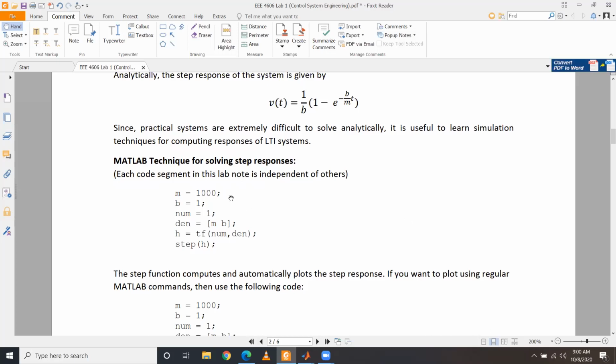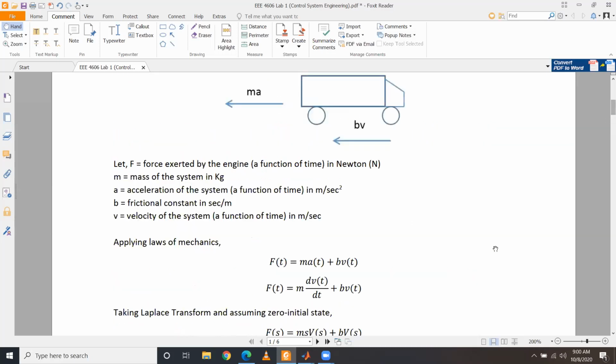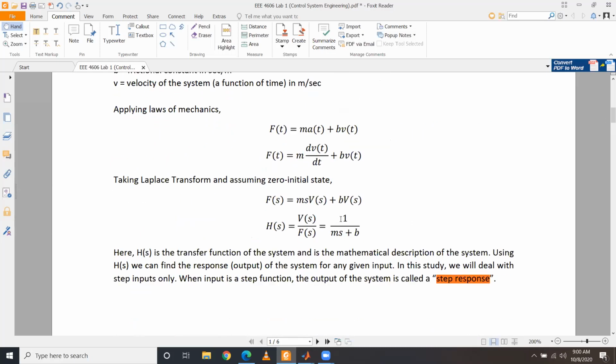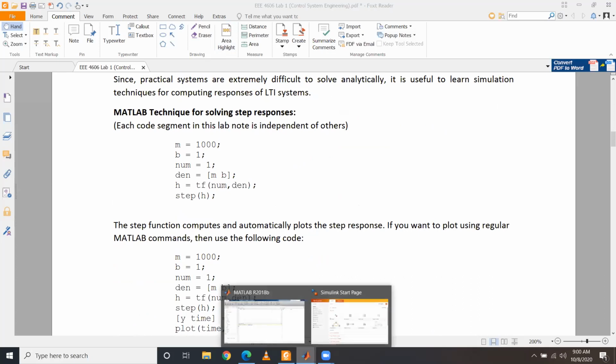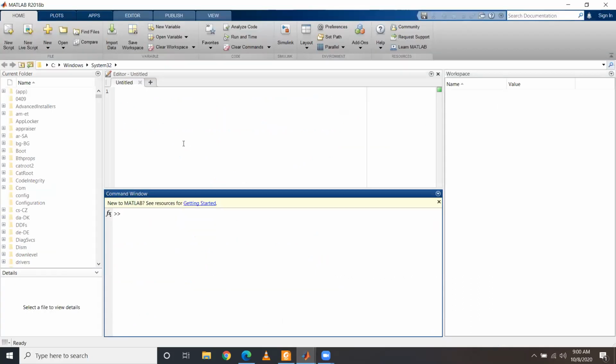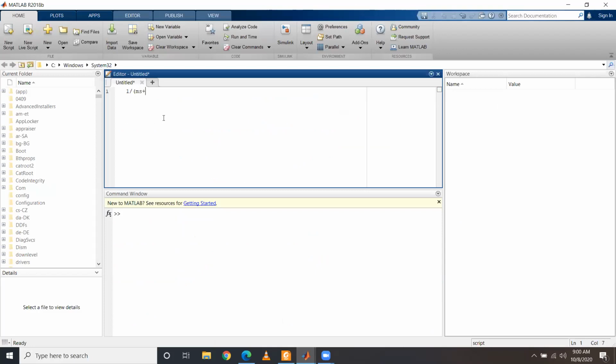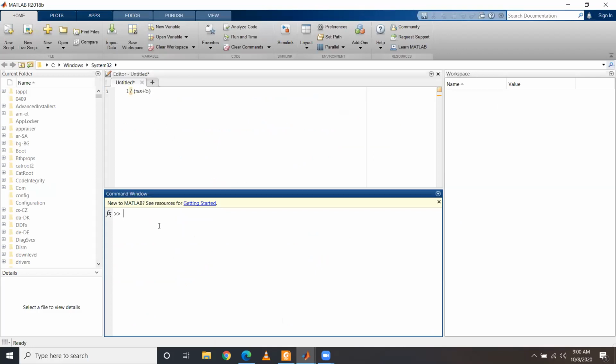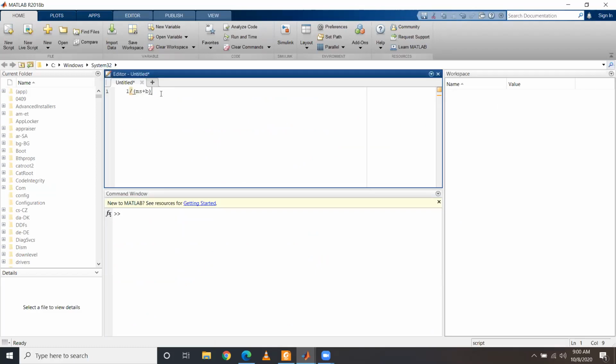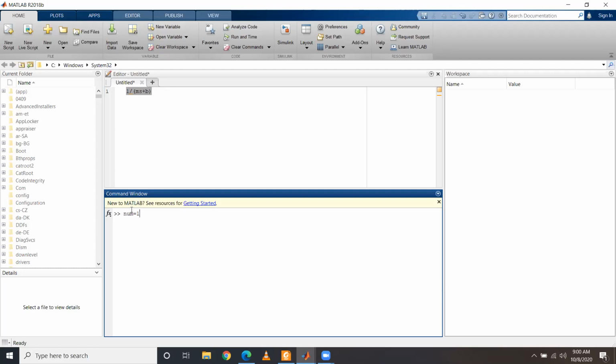Okay, so we'll be using MATLAB to observe the step response, and it's very easy. So let's mark our transfer function, 1/(MS+B). I hope everyone has MATLAB open with them. For this, you need to use the TF function normally. In order to use the TF function, you have to define two things from this transfer function: the numerator and the denominator. In this one, the numerator is obviously 1, right?